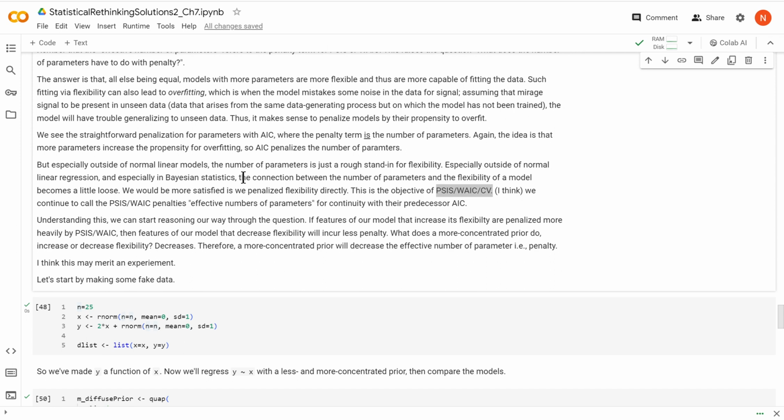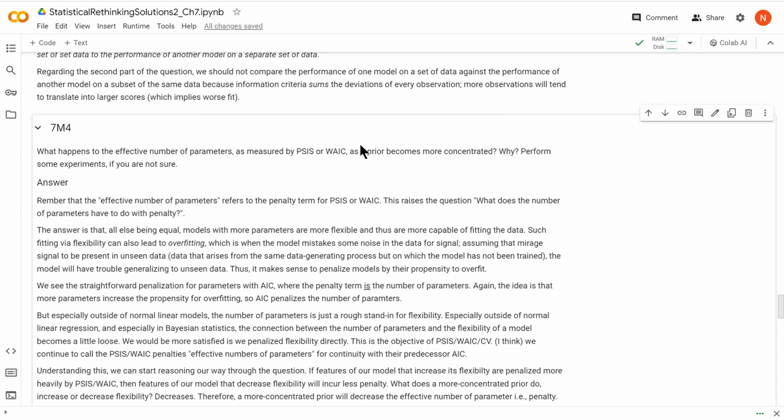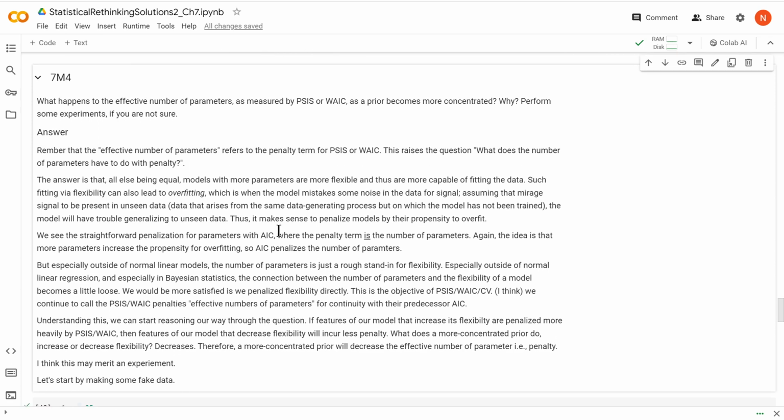I would guess then that the reason that we continue to call it effective number of parameters is just for continuity with AIC, which again is penalizing directly based on the number of parameters, okay? So the question then asks us to consider what's going to happen as our prior probability distribution becomes more concentrated, okay? And so we can think about that in terms of this more flexible, less flexible spectrum.